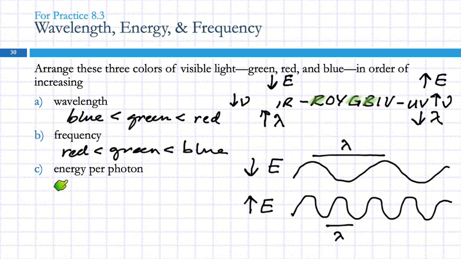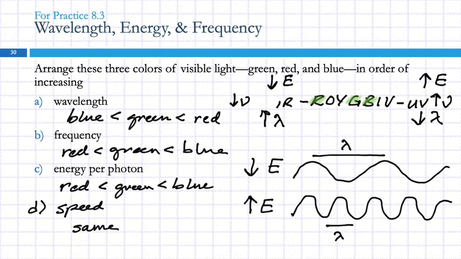How about energy per photon? It's the same as the frequency, because this end is low frequency, is low energy. And so here's another question. Put them in order of speed. This is a trick question. They're all the same. They all travel at the speed of light.